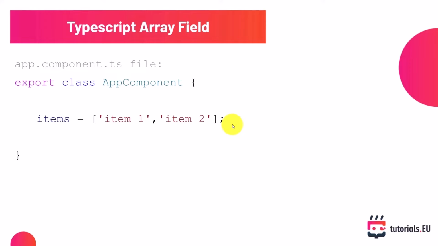Since the type is inferable from the initial value, we can also here omit the type definition. So we can here also say items is an array instead of saying it's a string array, right? It automatically gets inferred. So TypeScript can see that this is an array of type string.